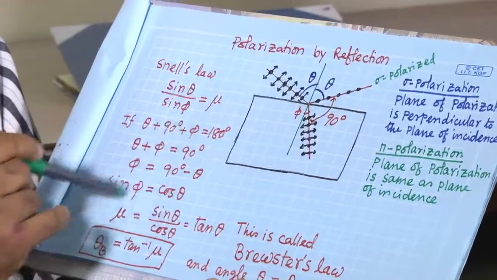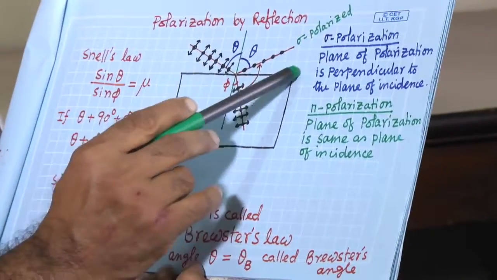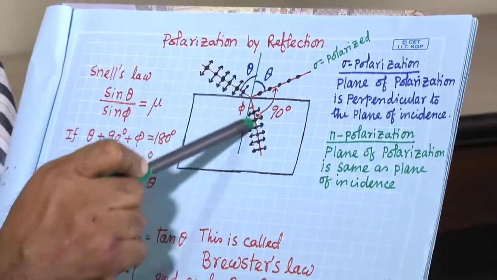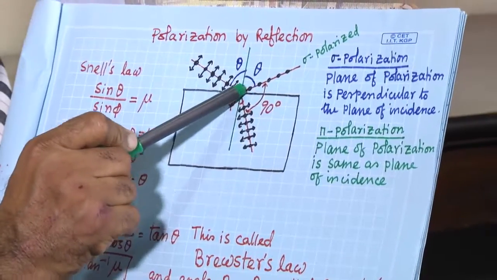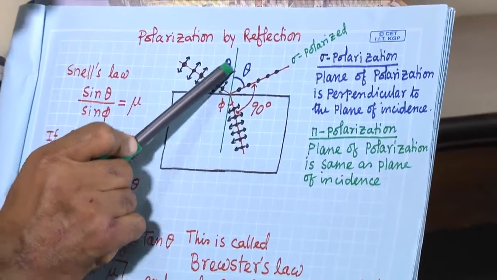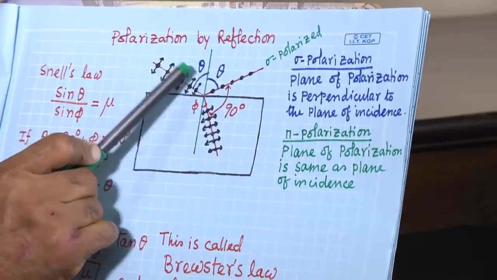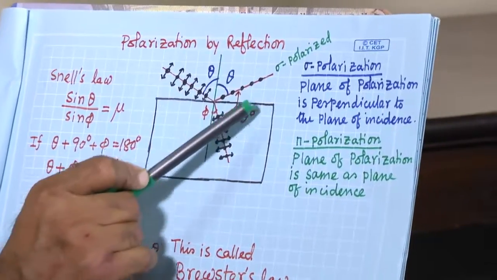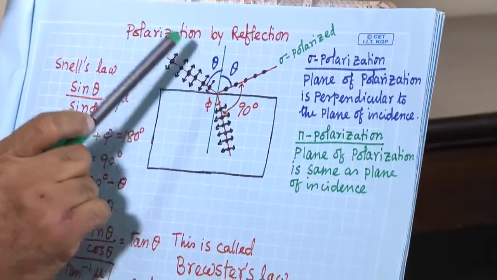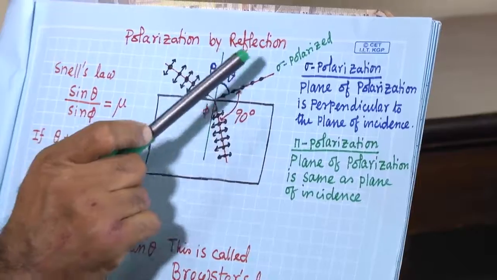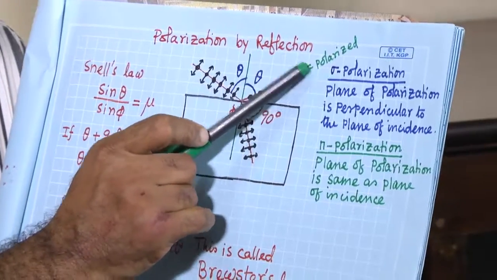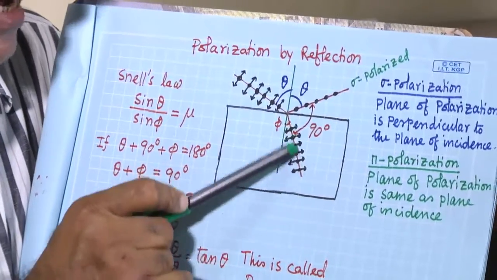So, polarization by reflection. This is a glass slab. Unpolarized light is falling on it. This is the normal. Now one part is reflected, and another part is refracted. If you change the incidence angle, both the reflected light and the refracted light are unpolarized. But for a particular incident angle, this reflected light becomes polarized, although the refracted one is unpolarized or partially polarized.